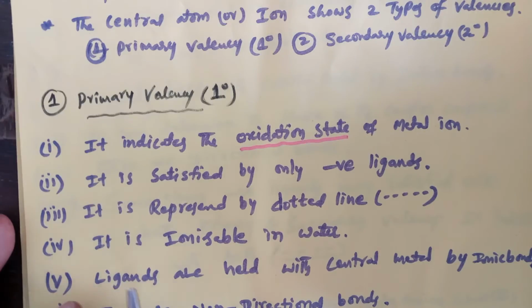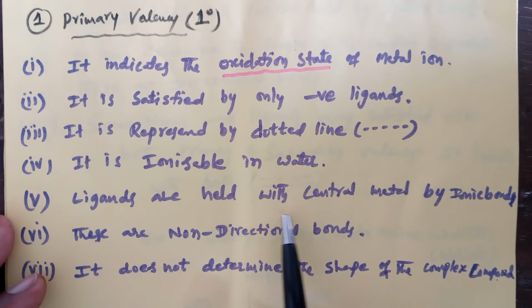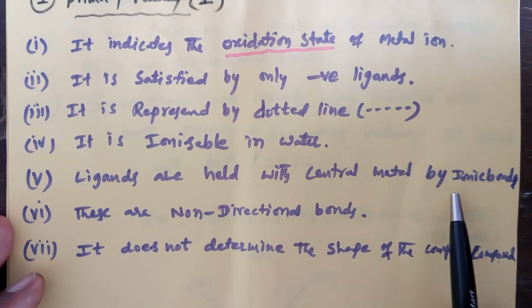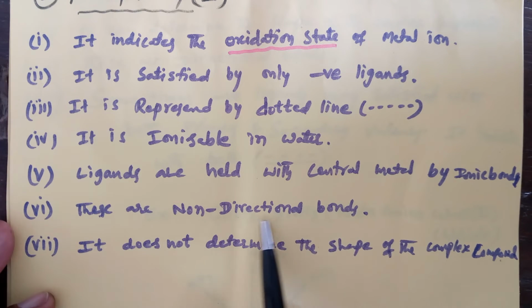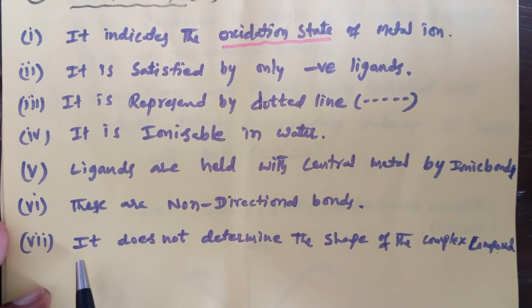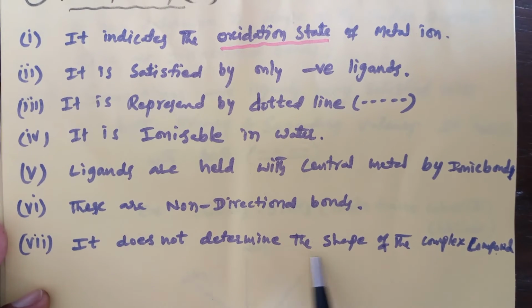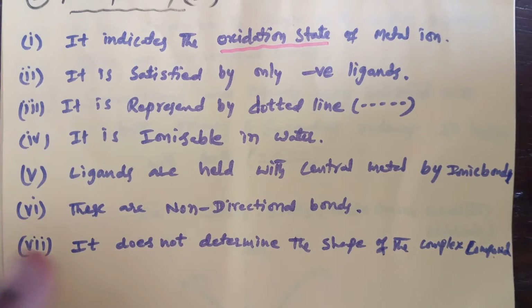Fifth point, ligands are held with the central metal by ionic bonds. Sixth point, these are non-directional bonds. And the seventh point, it does not determine the shape of the complex compound.